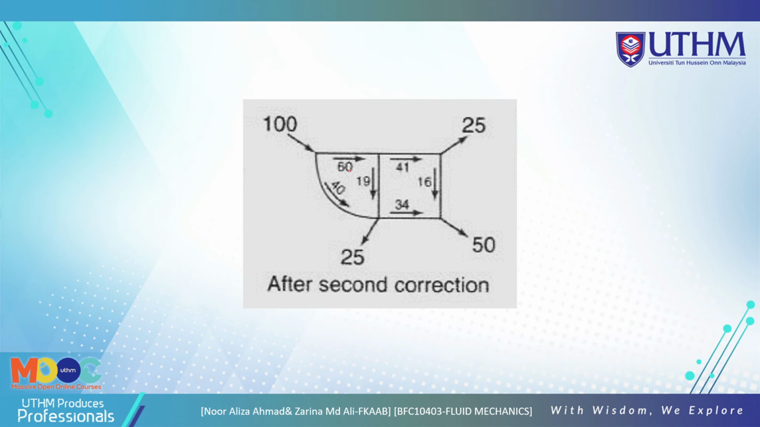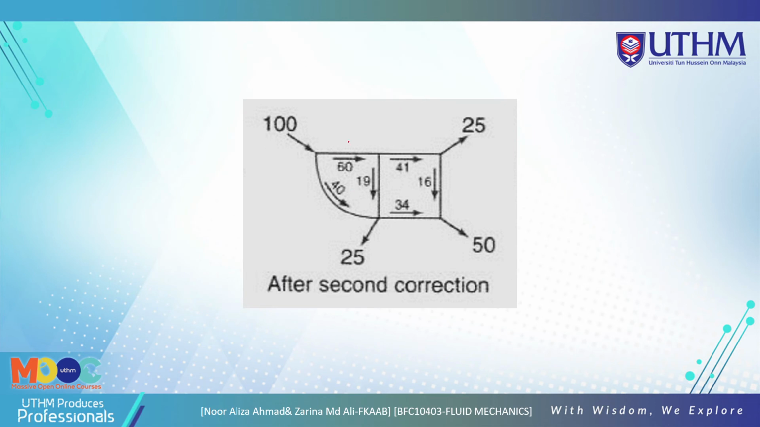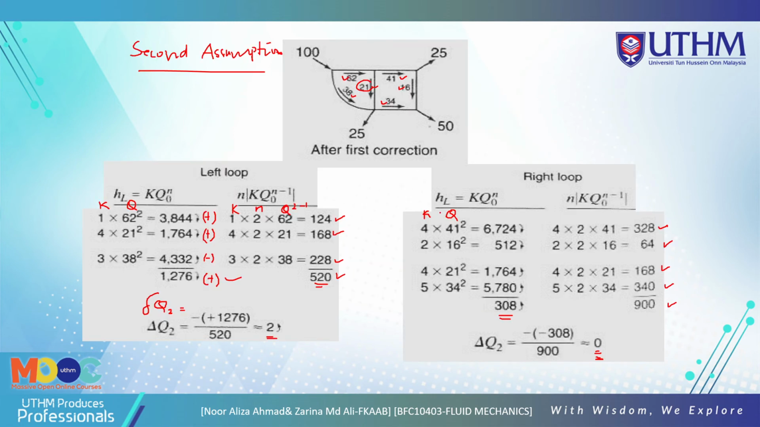Based on the new, sorry, this is 2, this is 0. So at this left loop, you just take 62, minus 2, so you get 60. Then 38, negative, and also negative 2, so you get 40. So the 21 positive and minus 2, so you get the new flow here, based on the last, you get here.